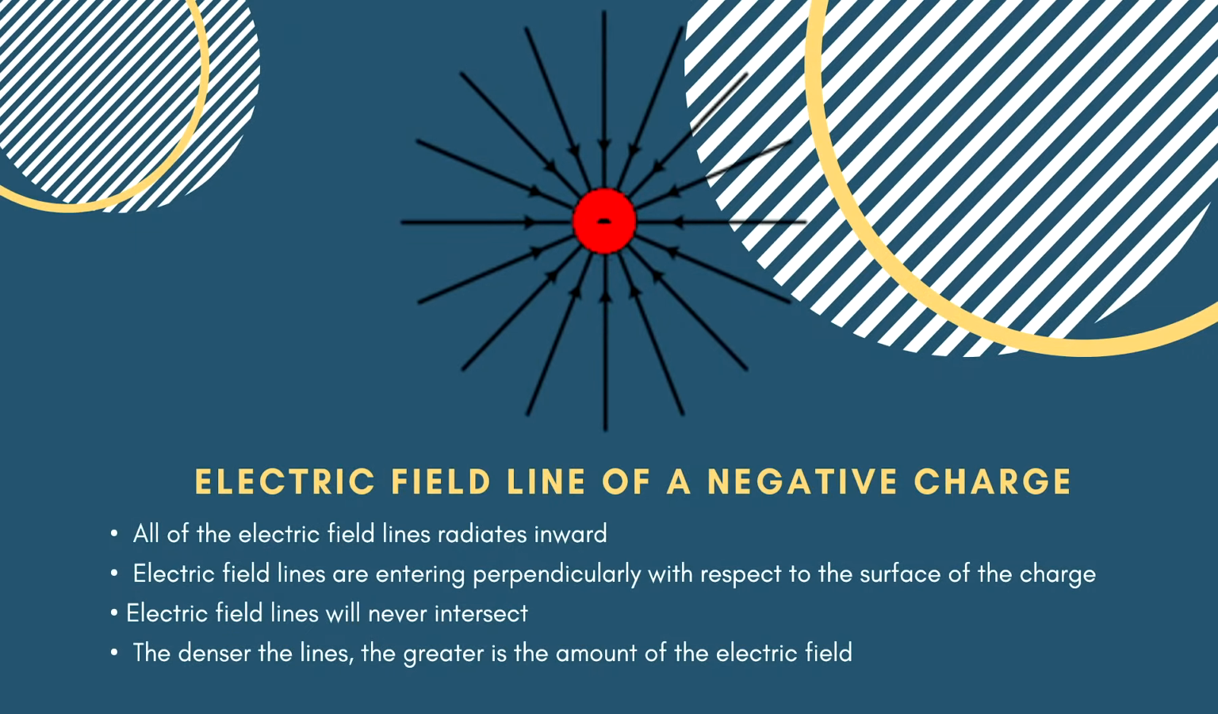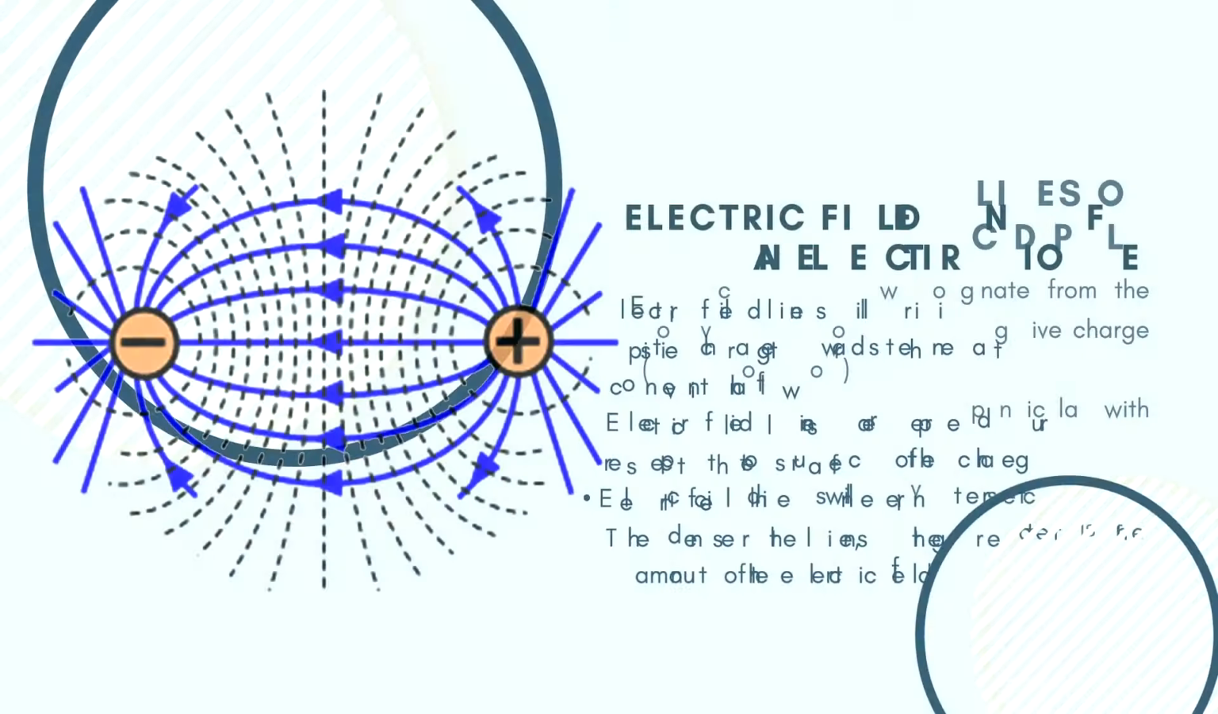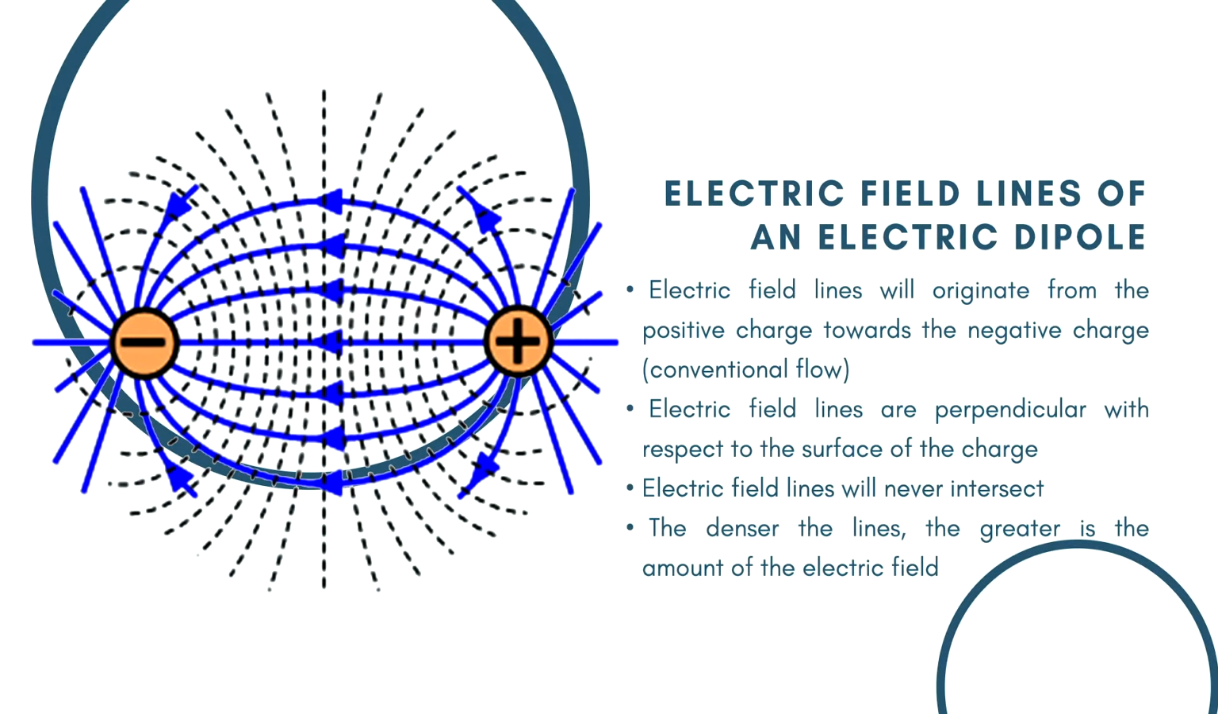So here's the electric field line of a negative charge. Then you have an electric dipole or attracting charges, so one with positive and one with negative charge. As you can see, it originates from the positive going to the negative charge. And look, they're not crossing, right? Don't mind the black lines yet, we're just going to focus on the blue arrows.